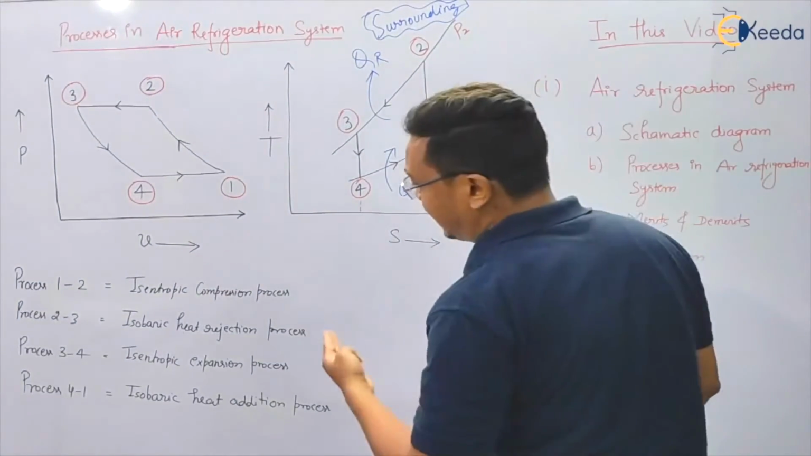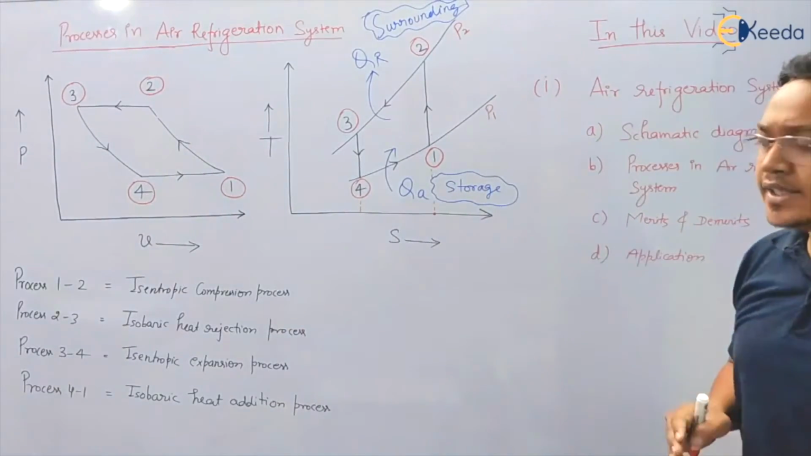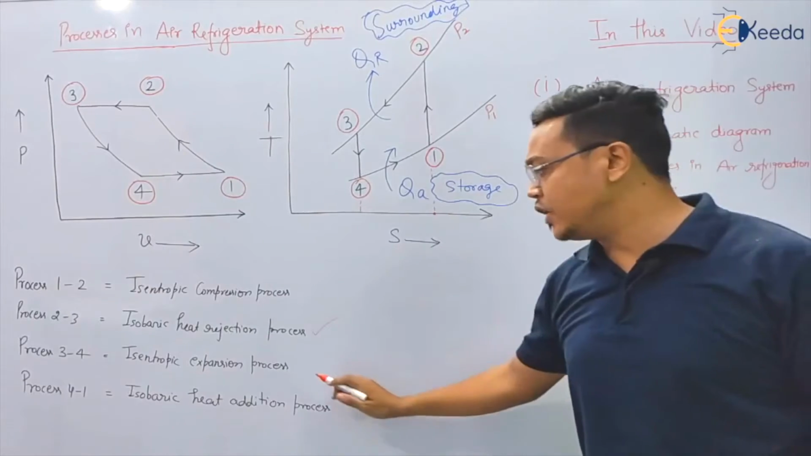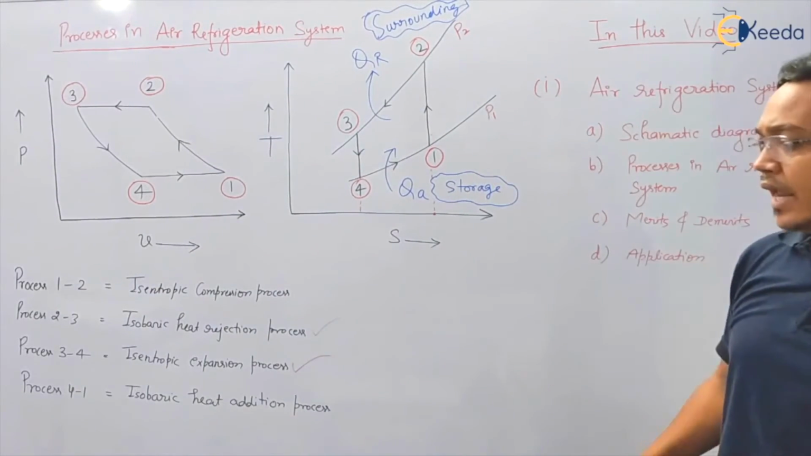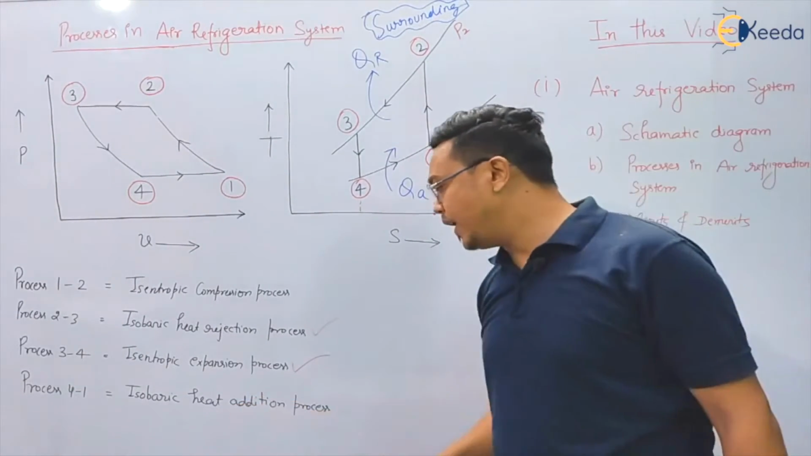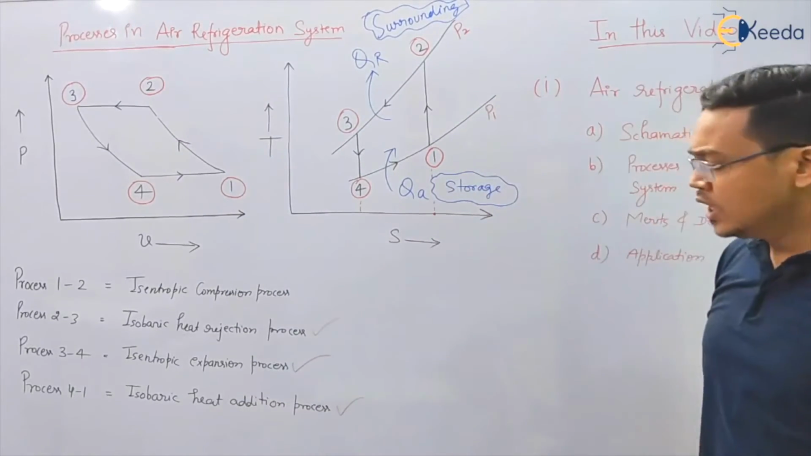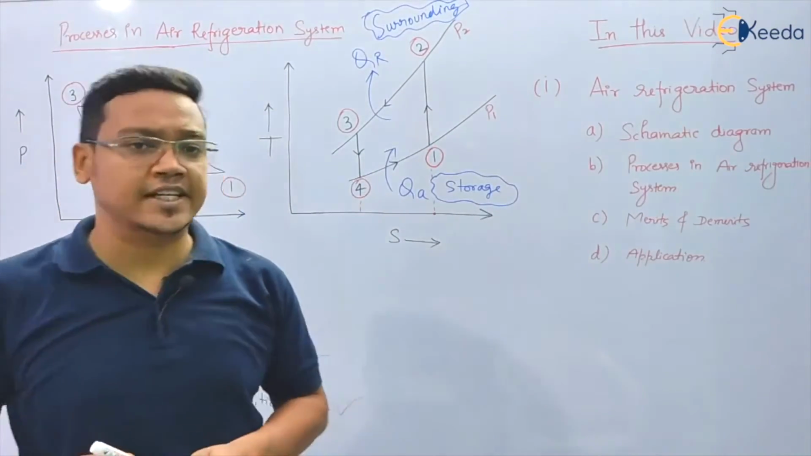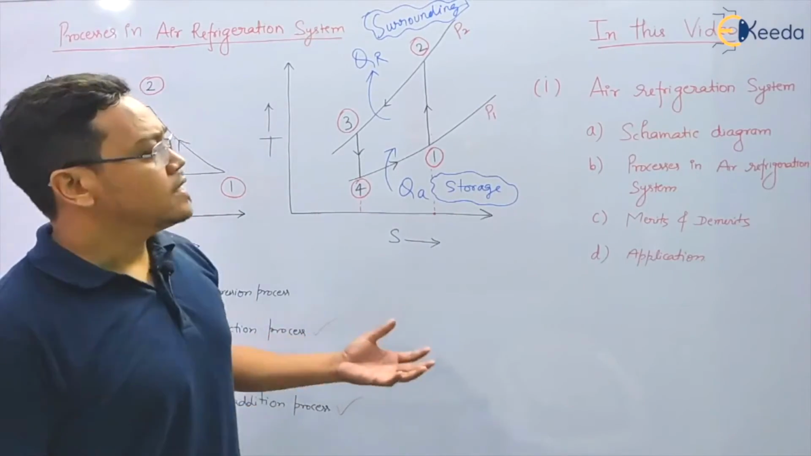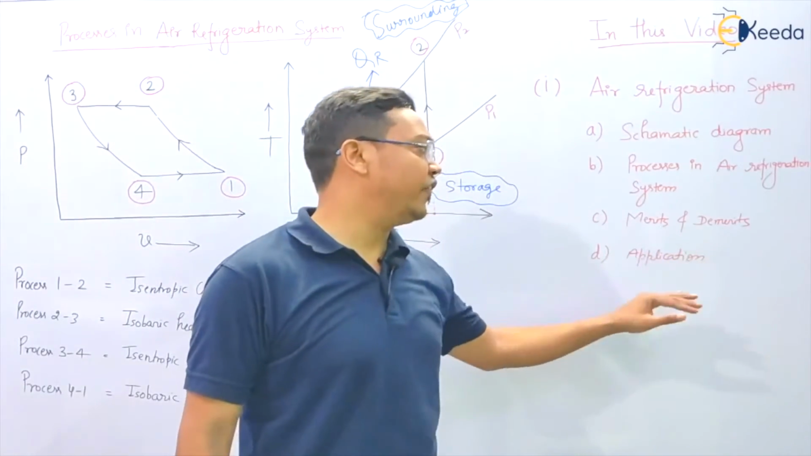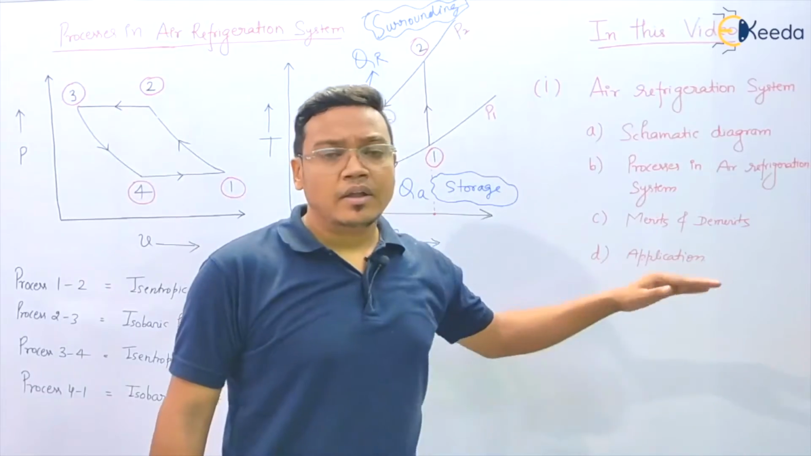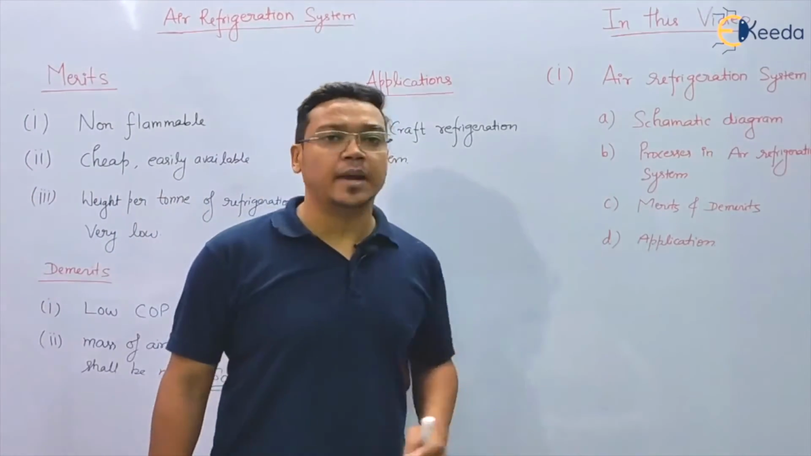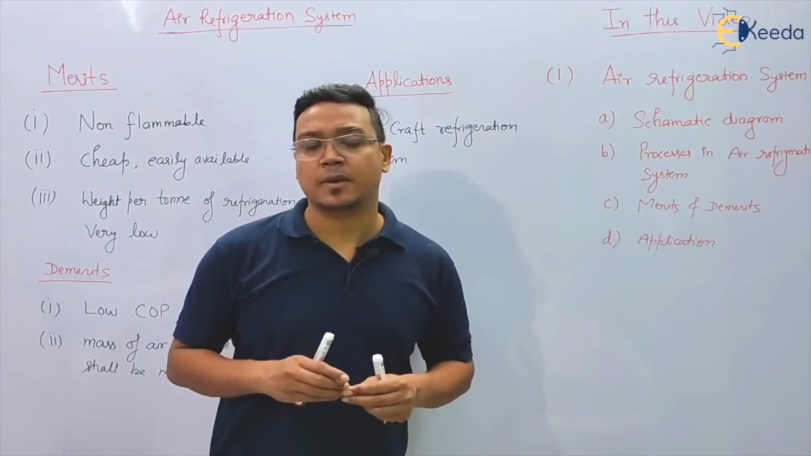1 to 2 is an isentropic process. 2 to 3 is an isobaric heat rejection process. 3 to 4 is an isentropic expansion process. Then process 4 to 1 is an isobaric heat addition process. So friends, we have seen what are the processes involved in air refrigeration system. Now we will see some merits and demerits, after that some applications. Okay, so friends, let's see the merits, demerits and application of air refrigeration system.